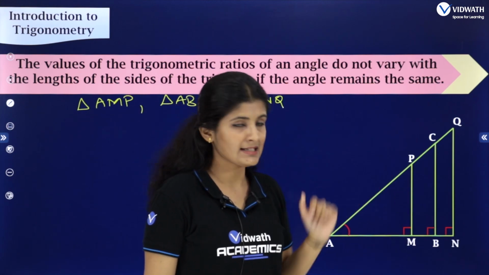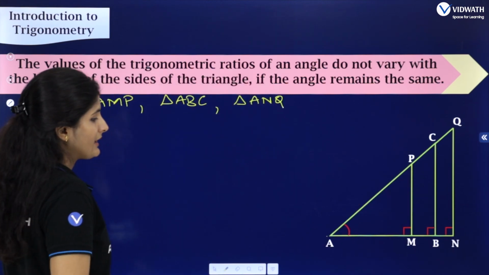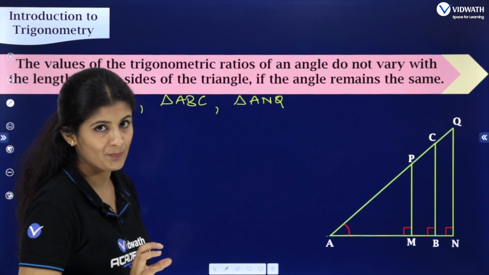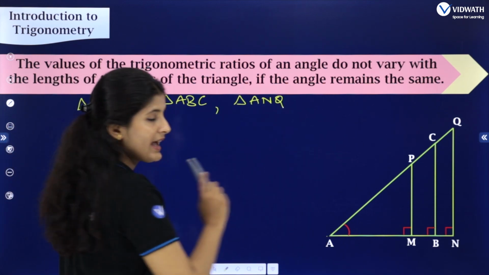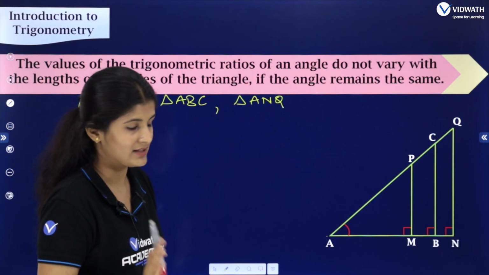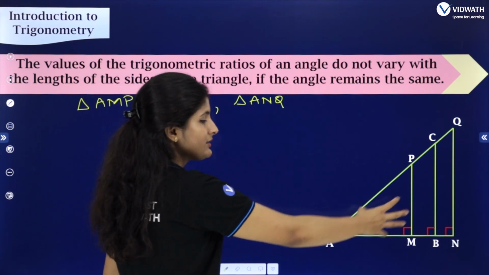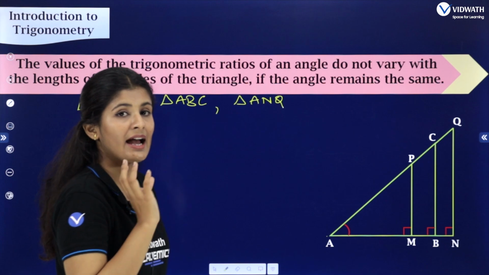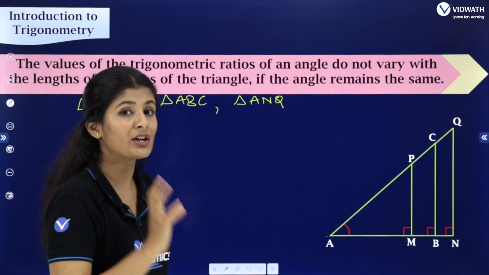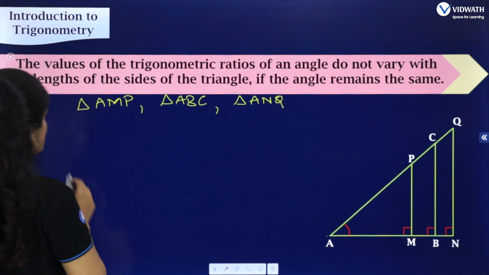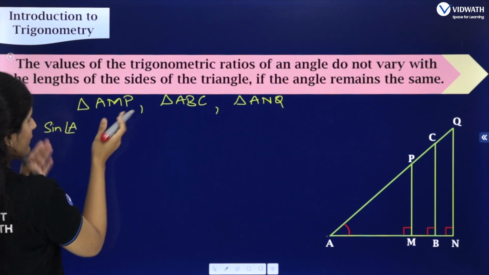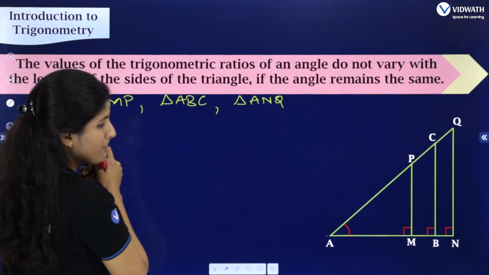In all these 3 triangles, we see that the angle A remains the same. That is, the value of angle A is unchanged for all these 3 triangles. Now, for these 3 individual triangles, I will define the set of trigonometric ratios. Let me first define the sine of angle A for the first triangle AMP.